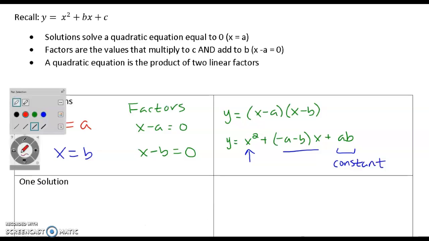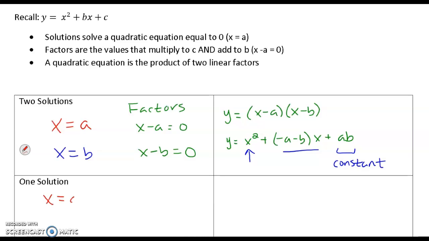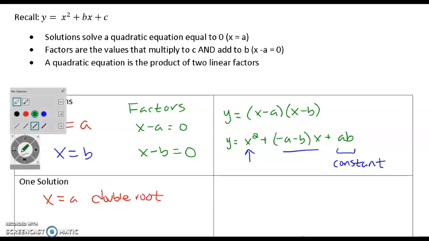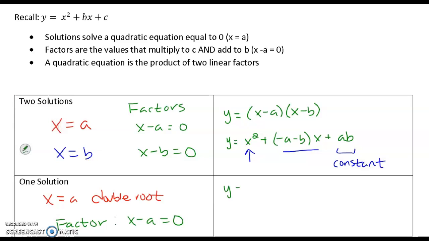Now, suppose we just have one solution. We say x equals a is a double root, which means if x equals a is the solution, the factor would be x minus a equals 0. So then again, to create my equation, I'm going to do y equals, and then I'll have x minus a. But since it's a double root, I'm going to have x minus a a second time. And the same logic would follow. We would distribute this out, and we would have this equation here.